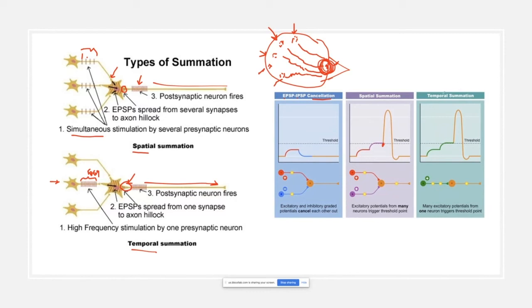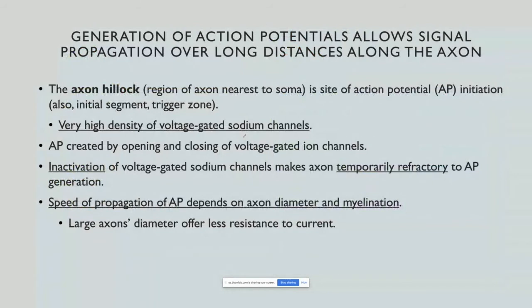And on the right side, we have the temporal summation. Notice that we have a single neuron firing very frequently, and this will produce the same effect. The axon hillock reaches threshold, and an action potential takes place. So this allows us to understand how neurons generate action potentials and allow signals to propagate to other neurons, to other effectors.